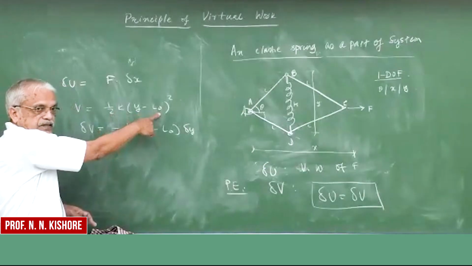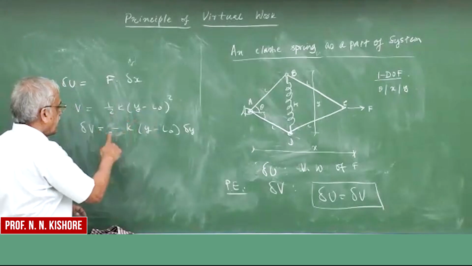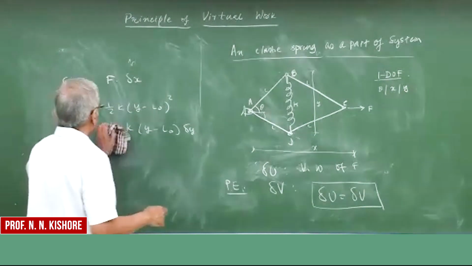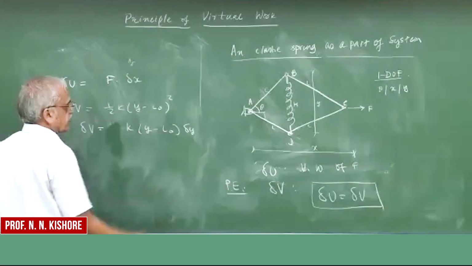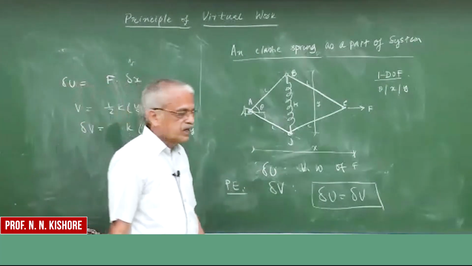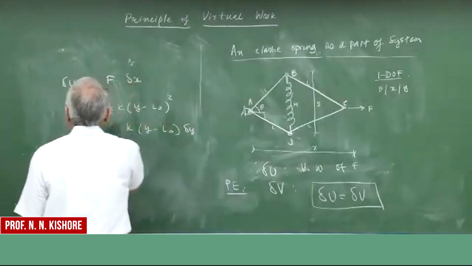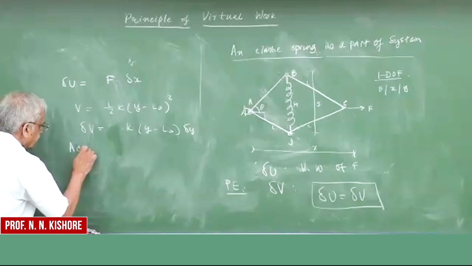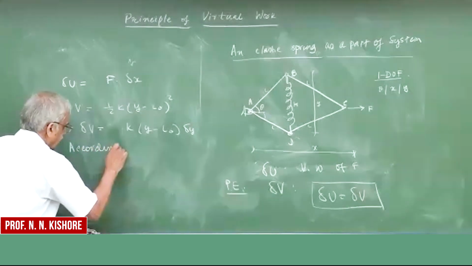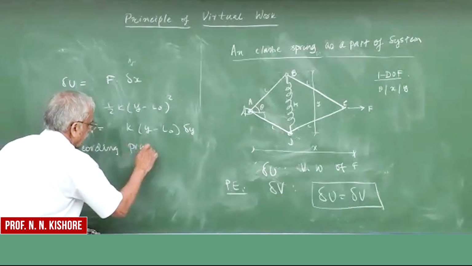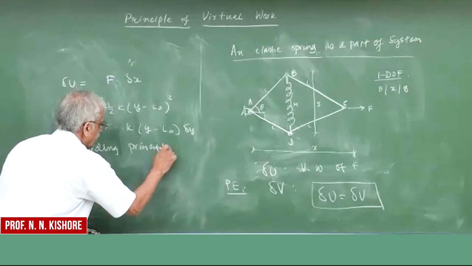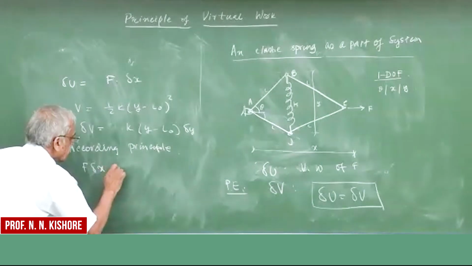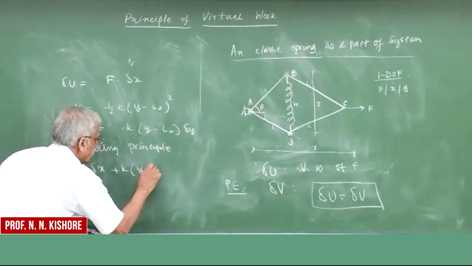So this is the potential energy in the spring, and then the change in the potential energy we can write as K into Y minus L naught times delta Y. Okay, so now according to the principle, it is F delta X plus K into Y minus L naught.